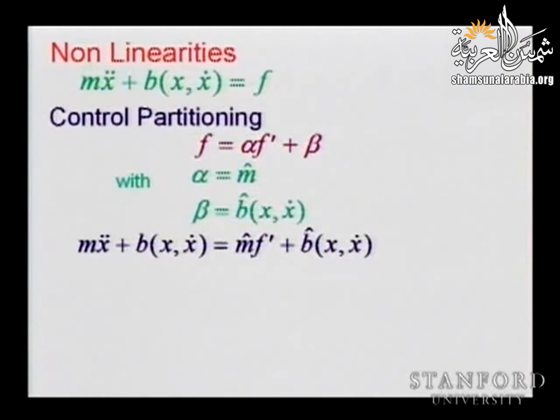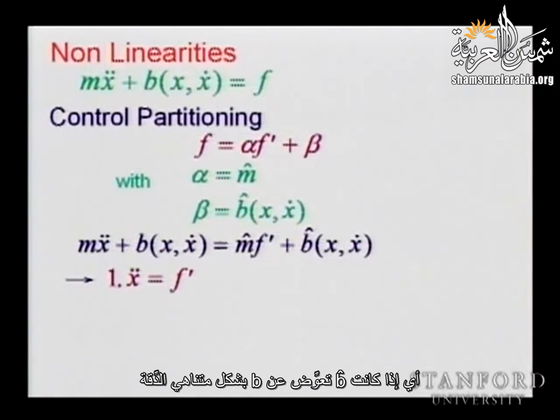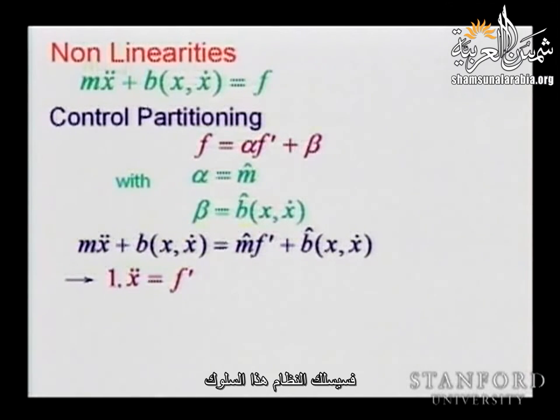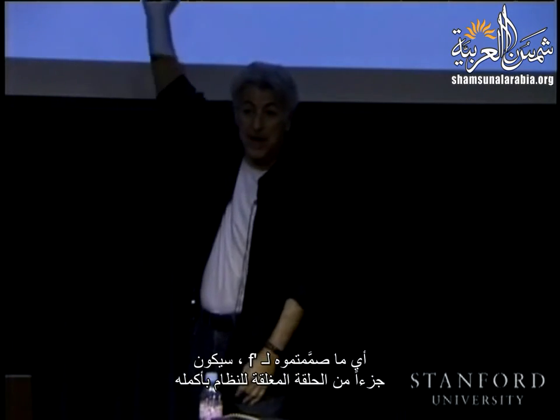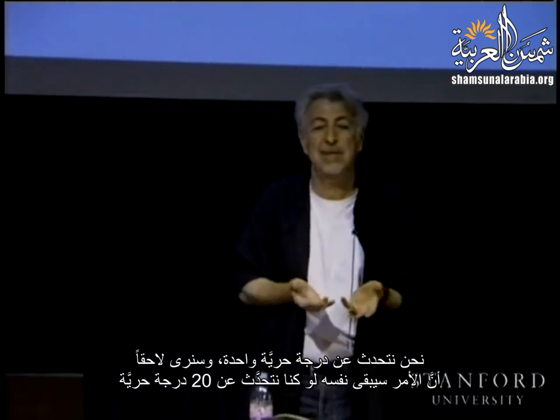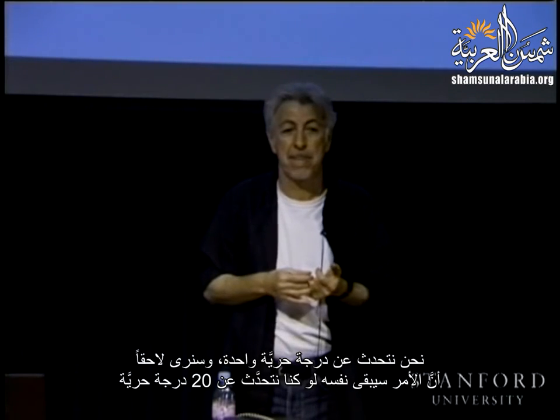So here's the result. If B and B hat were identical, if B hat was compensating perfectly for B, and if the estimate of the mass matrix, this mass, was identical to M, then your system will behave this way. So what you design for F prime will be part of the closed loop of the whole system. We're talking about 1 degree of freedom, but later we will see 20 degrees of freedom, it will be the same. Okay?